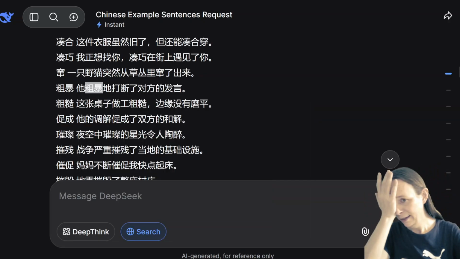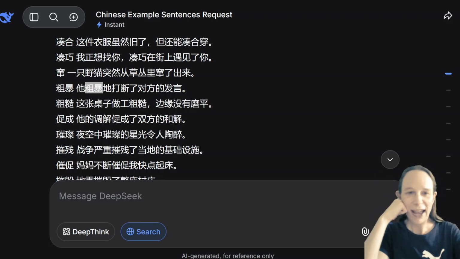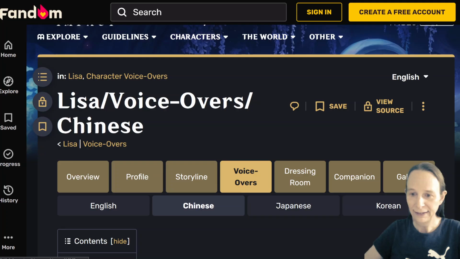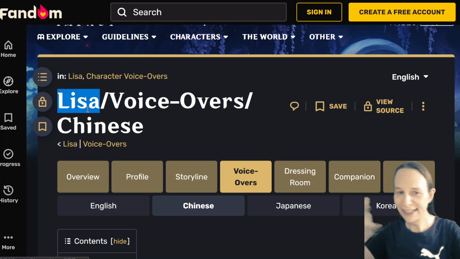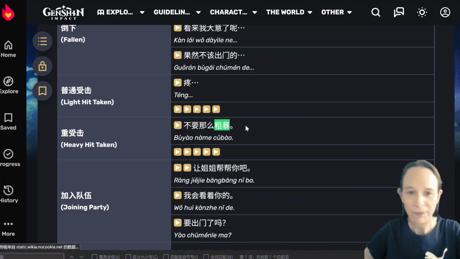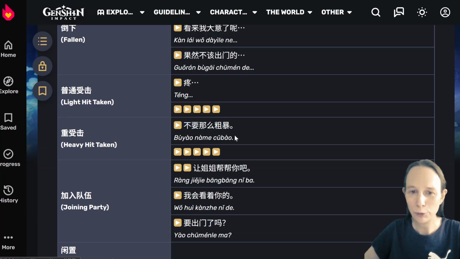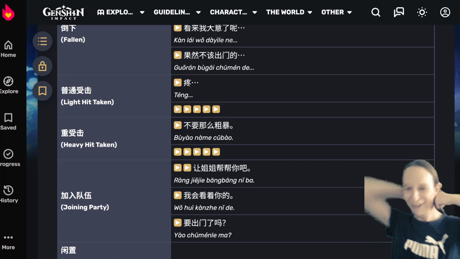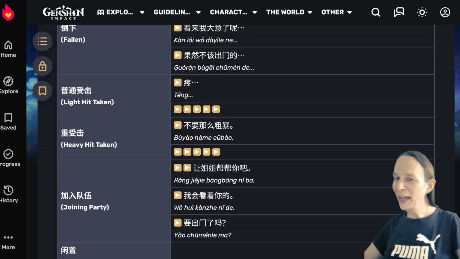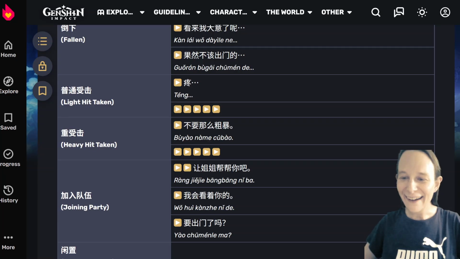Wait, one of my Genshin Impact characters uses this word. 粗暴. 不用那么粗暴. Yeah, I'll see if I can find it. All right, I think I found it. It's the character Lisa. So Lisa's one of the free characters you get. 不要那么粗暴. That's what I've heard many times. Yeah, Lisa says this. 不要那么粗暴.